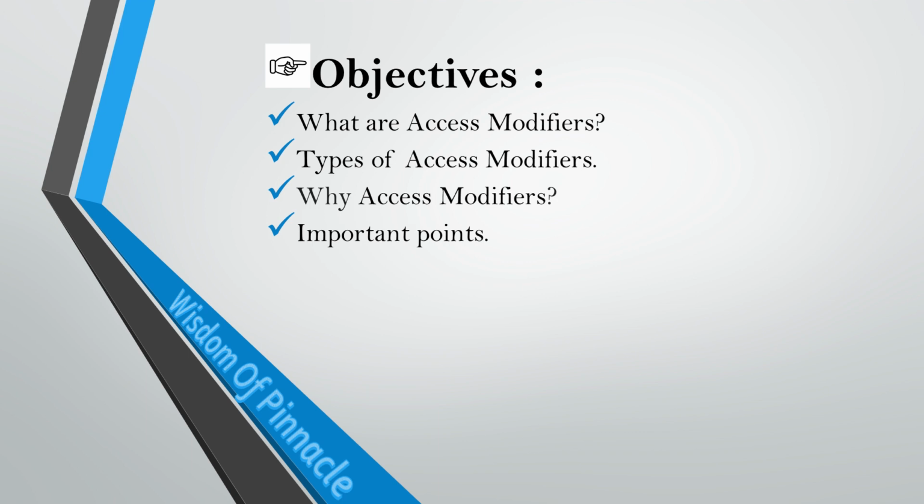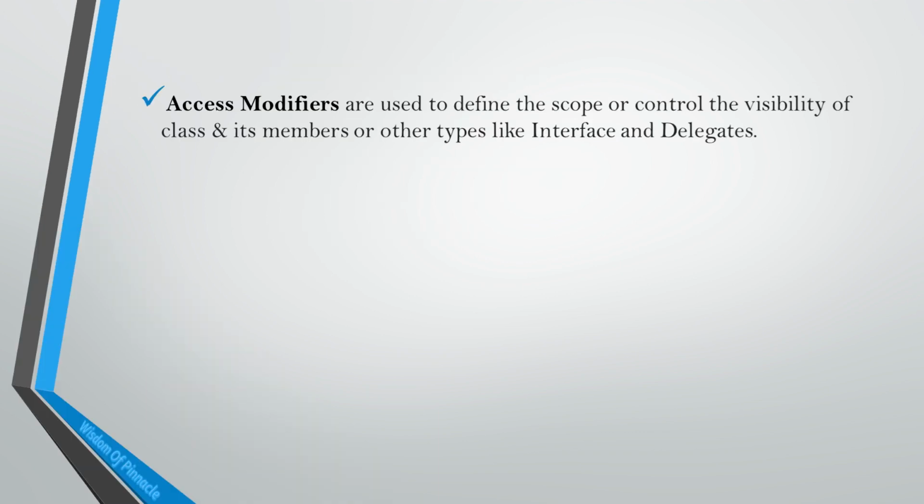Now, firstly, let us start with what are access modifiers. Access modifiers are used to define the scope or control the visibility of a class and its members or other types like interface and delegates. There are five different types of access modifiers in C Sharp.